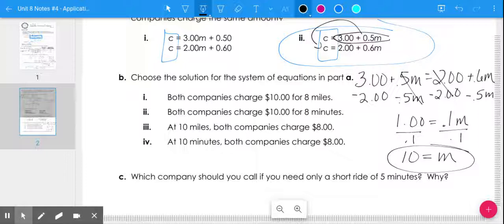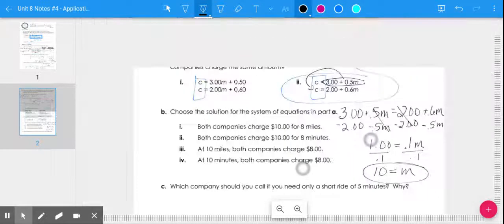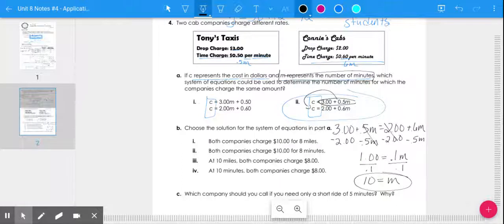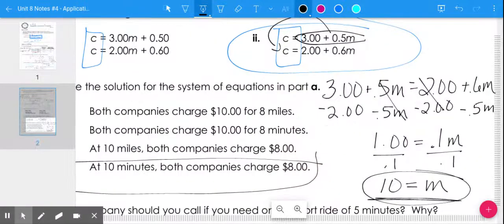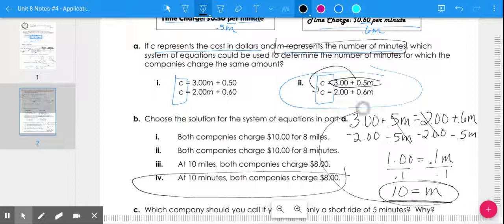Well, the first one says both companies charge $10 for 8 miles. Well, that's not what we wanted. Both companies charge $10 for 8 minutes. Well, that doesn't tell me what I wanted. This one says at 10 miles, both companies charge $8. Well, we're talking about minutes here, not miles. So then on number 4, it says at 10 minutes, both companies charge $8, and that's going to be our answer. And if we were to take this 10 and plug it back into our equations like we did in the other problem, we would get $8 for both of our answers.